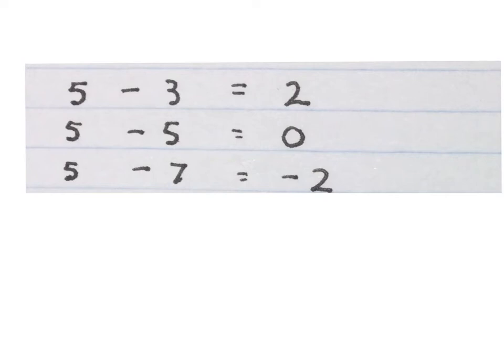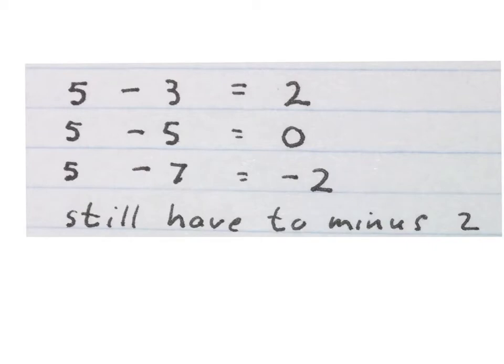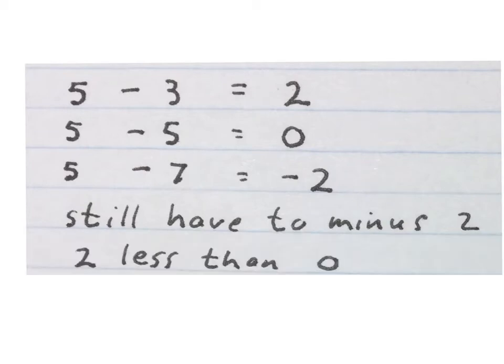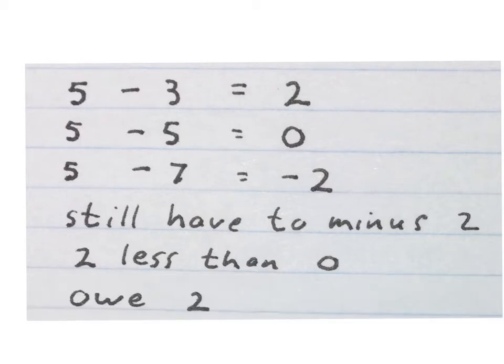Good day. In this video, we're going to look at adding and subtracting integers. You already know that 5 minus 3 is 2, 5 minus 5 is 0. Now new to us is 5 minus 7 is minus 2. You could say, I still have to minus 2. You could say it's 2 less than 0. And for the purpose of this video, we're going to say you owe 2.